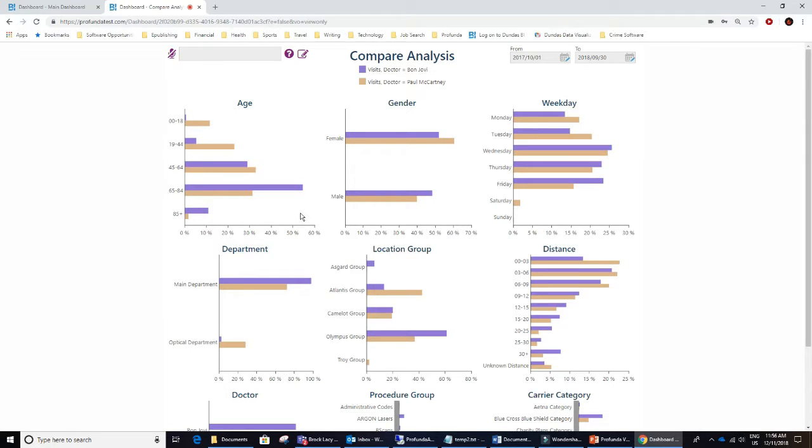Also, Bon Jovi tends to do almost all of his work in the main department, while McCartney has roughly 30% of his work in the optical department. Finally, Bon Jovi appears to do most of his work at the Olympus Group location, whereas Dr. McCartney does most of his work at the Atlantis Group location.